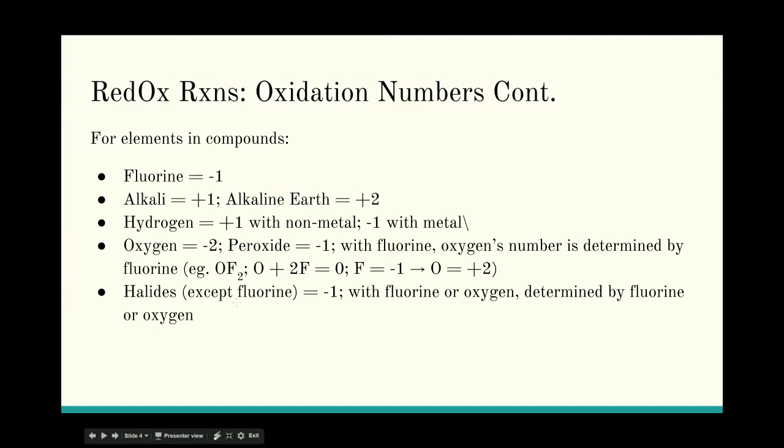But when the halogens are bound to fluorine or oxygen, then their oxidation number is going to be determined by the charge of the compound. They'll take whatever number they need to take in order to balance out the total charge on the compound, just like with oxygen and fluorine.